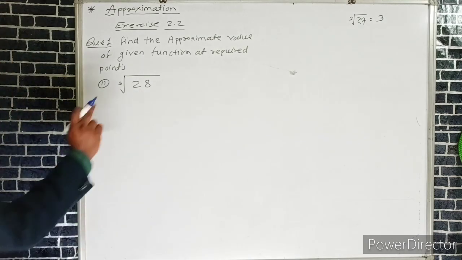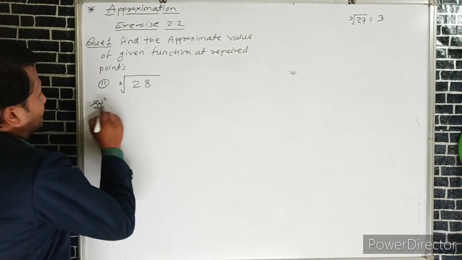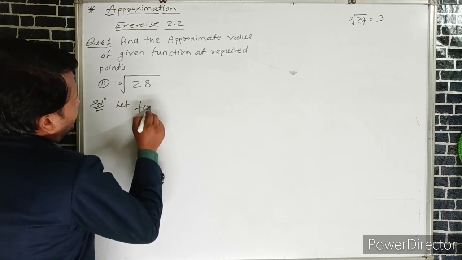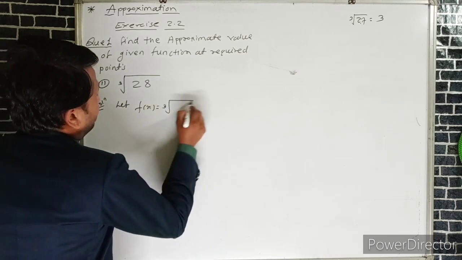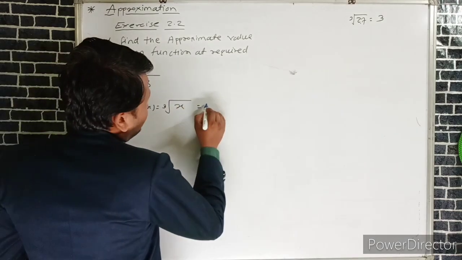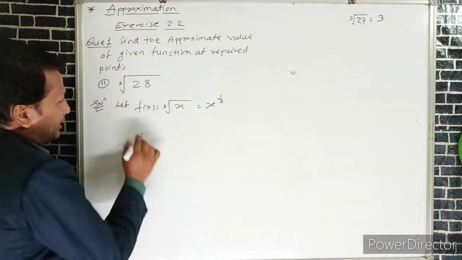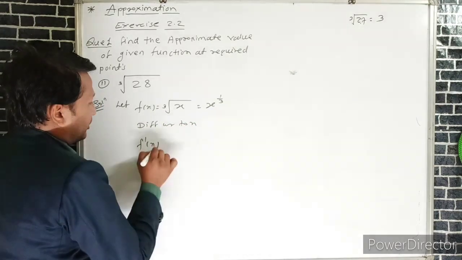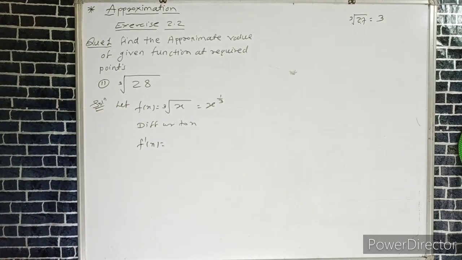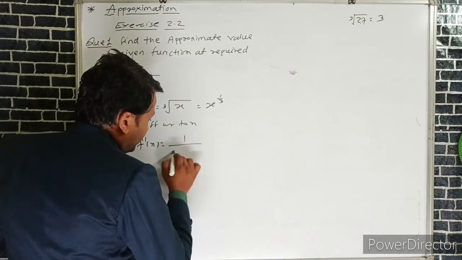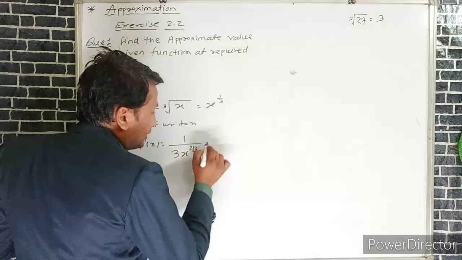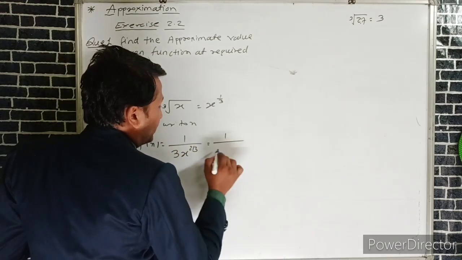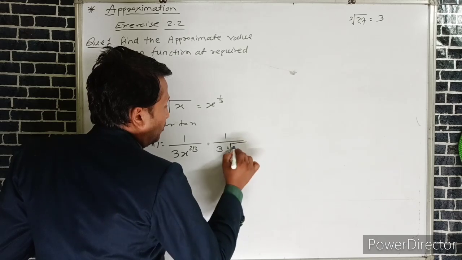So here, first we consider that the whole function f of x is equal to cube root of x, or we can write this as x raised to the power 1 by 3. If we differentiate with respect to x, then the derivative f dash of x is 1 upon 3 into x raised to the power 2 by 3, or we can write 1 upon 3 into cube root of x square.